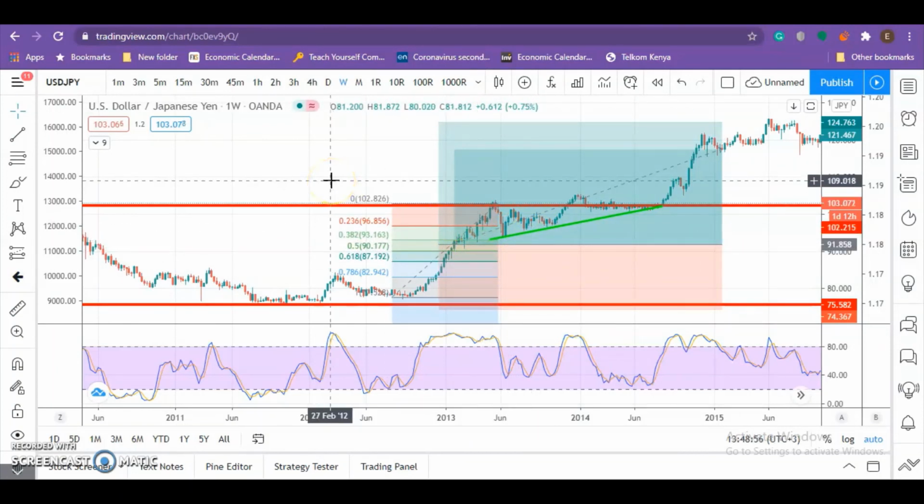We'll have a part 2 and also sniper entries with other currencies as well. But try and use the Fibonacci as you see.